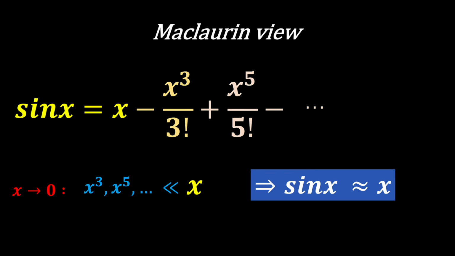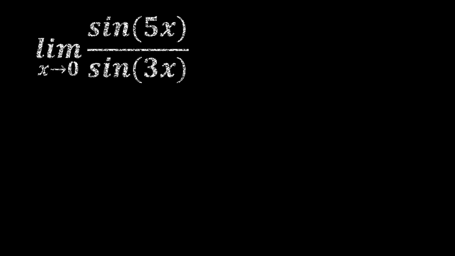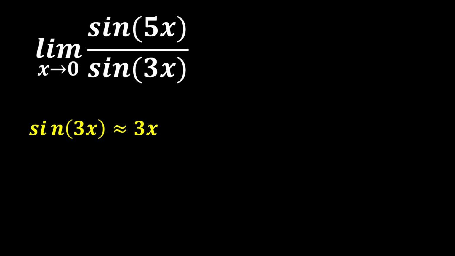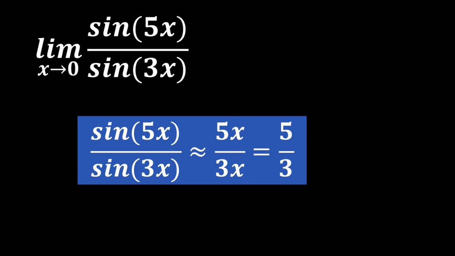And this is why small angle limits become much easier. For example, sine of 5x over sine of 3x. Near 0, sine of 5x behaves like 5x, and sine of 3x behaves like 3x. So the fraction behaves like 5x over 3x. The x cancels, and the limit is 5/3.